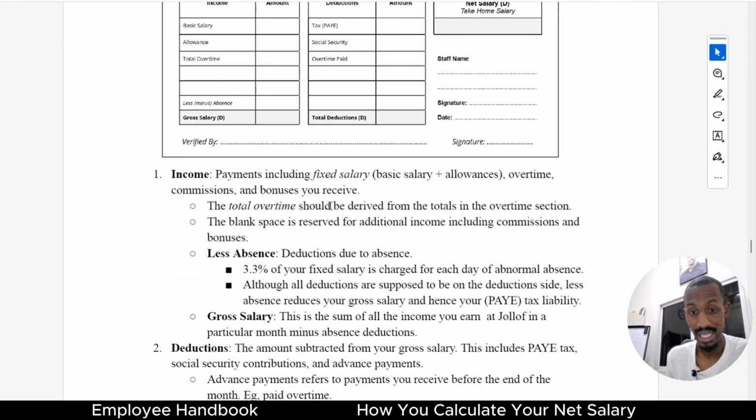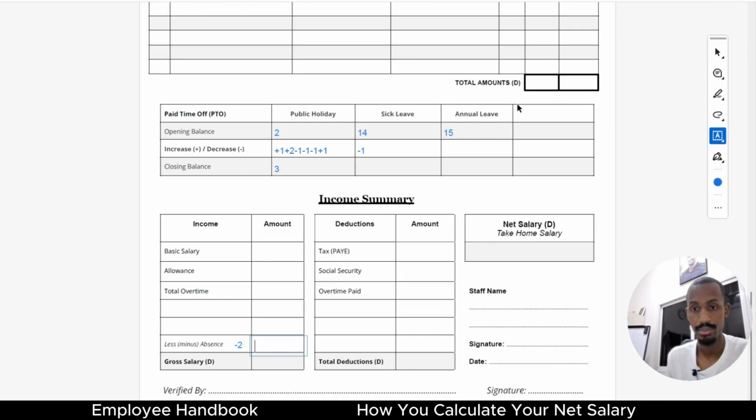The total overtime should be derived from totals of the overtime sections. Like here, for example, if you record an overtime of, let's say, 300, you should be putting here 300, total overtime 300. If you are paid for 200, you should indicate here, we'll talk about that later, 200 overtime paid.